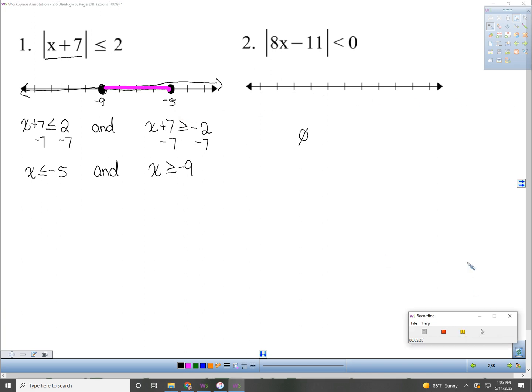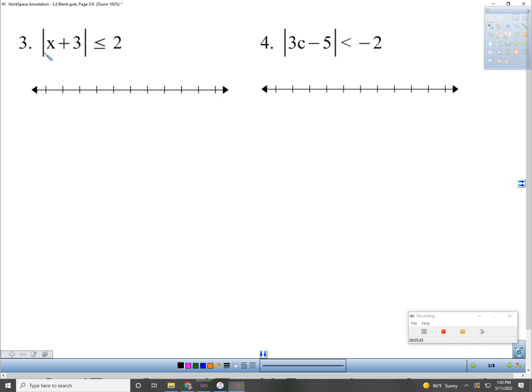Vice versa, if you get an equation or an answer that is infinitely many solutions, then you would make sure that you shade your entire graph. So remember, this has to be greater than 0.